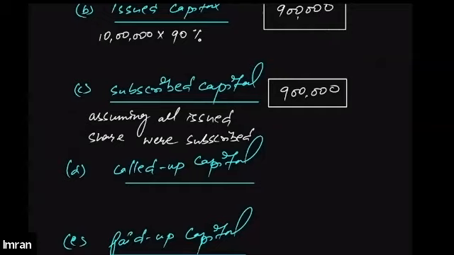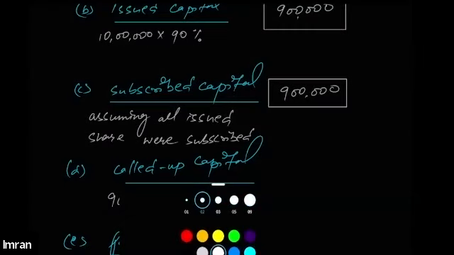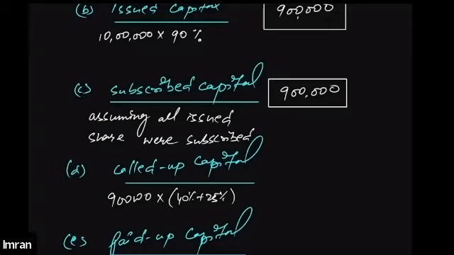It's very simple. Total subscribed capital is 9 lakh. Out of 9 lakh, we have decided to raise 40% on application and 25% on allotment. So 40% plus 25% is how much? 65%. So we can simply multiply 9 lakh by 65%. Let me calculate. 9 lakh multiplied by 65% will be 5,85,000.